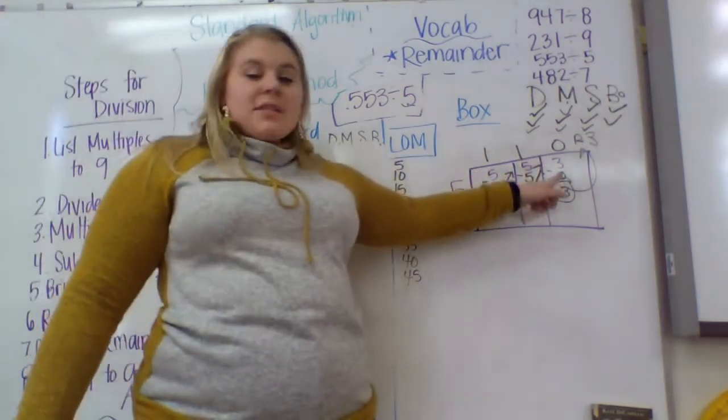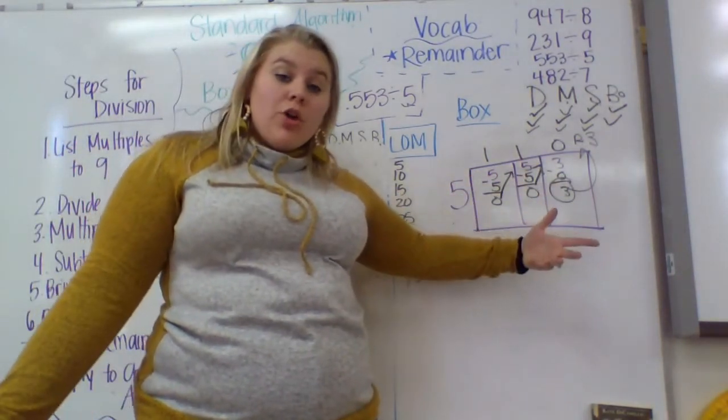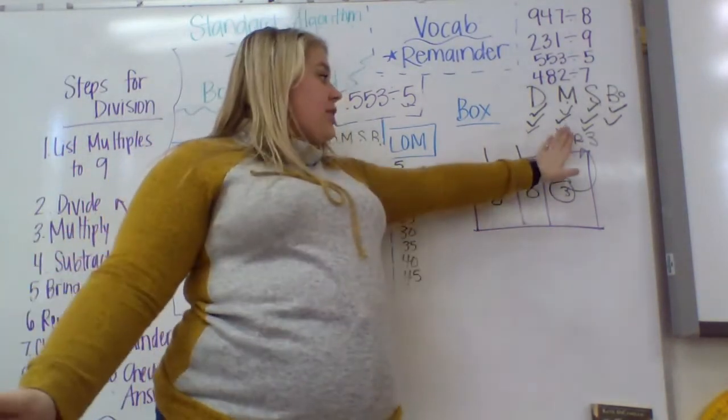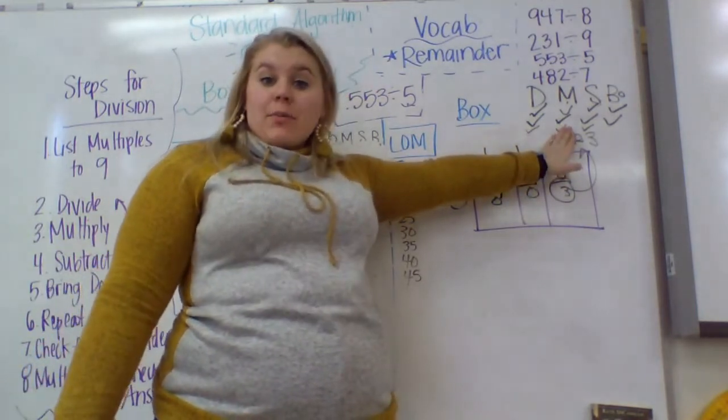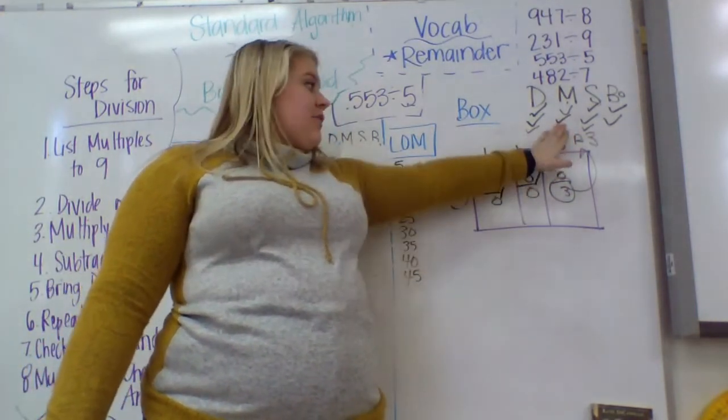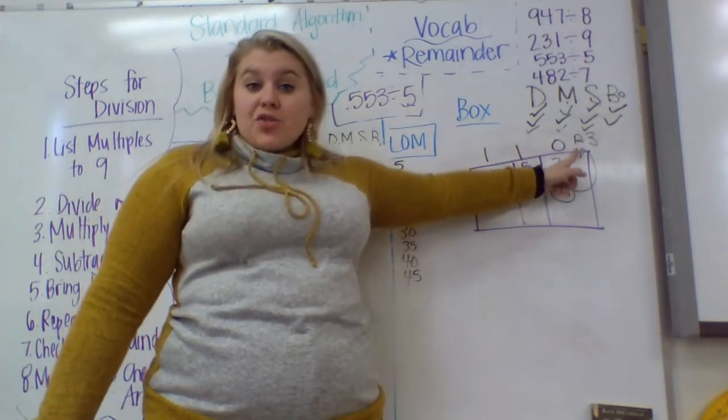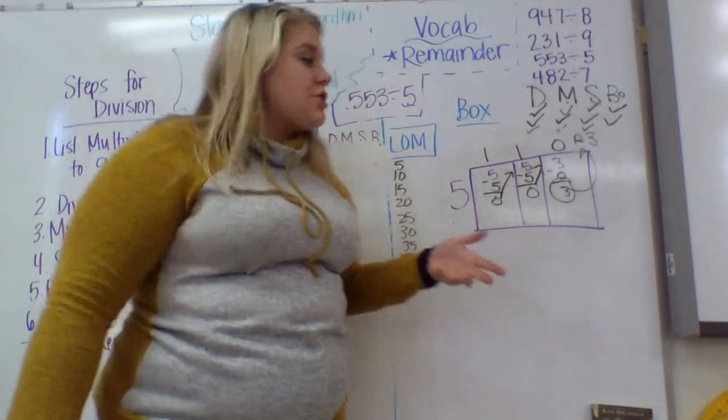So if you get to the last digit and you can't make a group, you can't just leave it off. I couldn't have just left that off and called it 11 remainder 3 because there's a big difference in 11 and 110. Place value still matters.